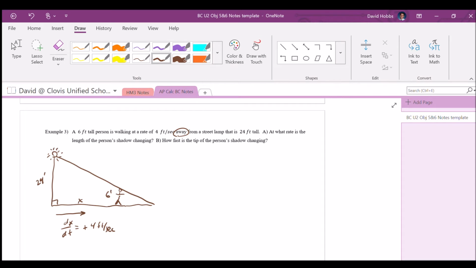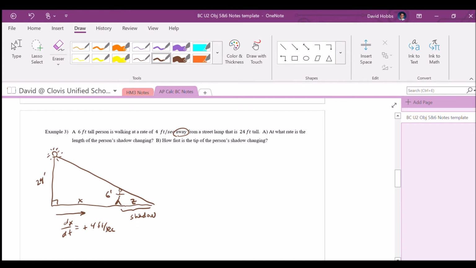Part A: at what rate is the length of the person's shadow changing? Where is the shadow? Well, the shadow is out here. Here is the shadow. And so the length of the shadow is changing as the person is walking. So we need to assign a variable to that. Myself, I don't like putting a y on horizontals. I like to save y for verticals. So I'm going to put a z on it. I don't like s's typically either, unless we're dealing with a position function. You can, but I like doing the z.